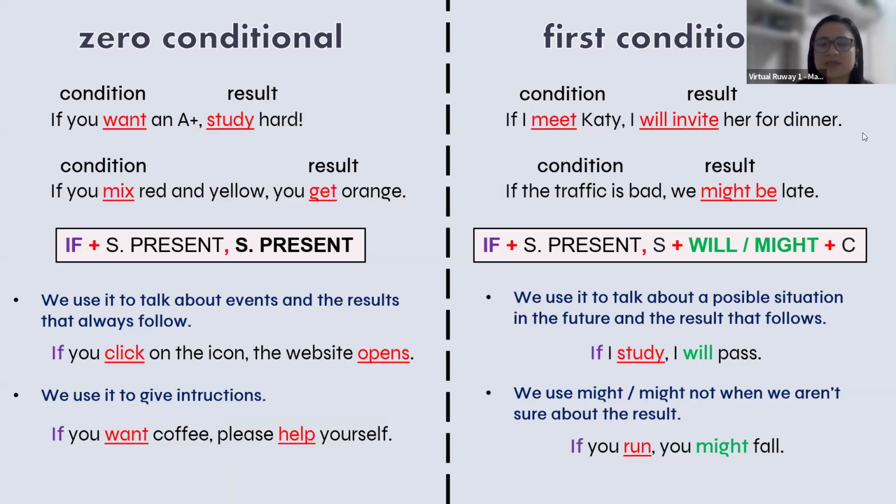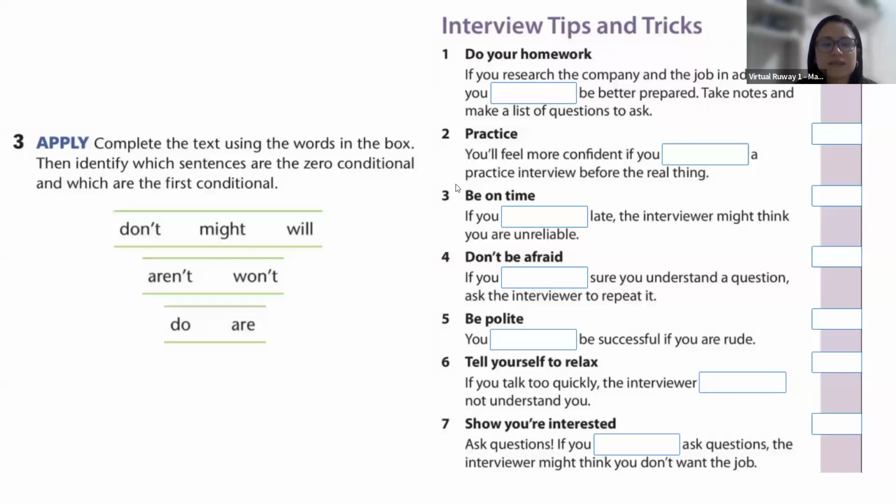Good, guys. In case no questions, let's practice with activity number 3. Activity 3 says, complete a text using the words in the box, and then identify which sentences are the zero conditional and which are the first conditional. Good? So, complete using the words in the box. Don't, might, will, aren't, won't, do, or are. Choose the best alternative and identify whether the sentence is zero conditional or first conditional.